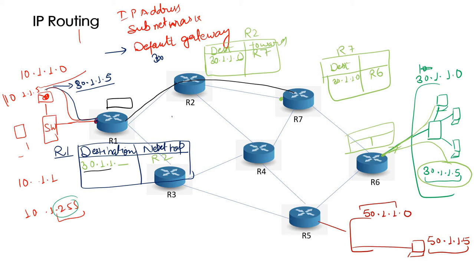Now the packet arrives at router 7. Router 7 looks at the IP packet and checks the destination address, and finds out, okay, this destination address is connected via router 6, so it forwards that IP packet to router 6. Router 6 knows that, yes, this whole 30.1.1.0 network is directly connected to me, and I can send that packet to the related host.